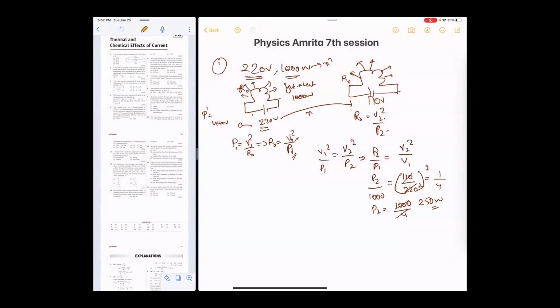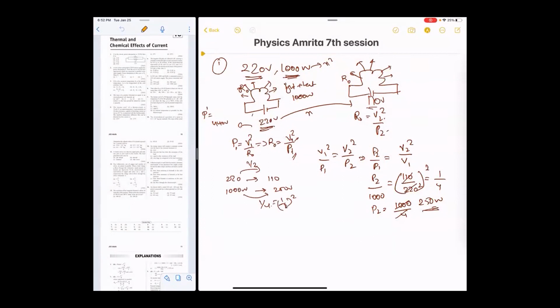I said, when you connect a bulb of 220 volts to 110 volts, the power consumed initially was 1000, now it is 250. So what I said, when 220 is becoming 110, that means how many times did it get reduced? 1 by 2 times. So 1000 watt is becoming 250 watt. So how many times did it get reduced? 1 by 4 times. Like square of this, it is 1 by 2 square.